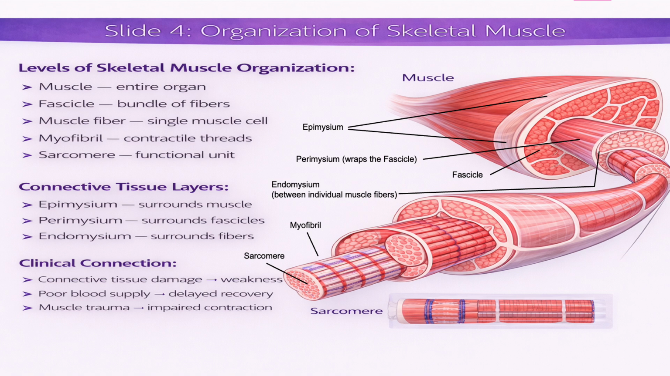From a clinical perspective, damage to muscle fibers or their connective tissue coverings may result in weakness, reduced coordination, and delayed healing. Impaired circulation within these layers may further compromise muscle performance and recovery. For NCLEX style application, learners should recognize that muscle injuries, strains, and surgical trauma often disrupt this organizational structure, leading to impaired force generation and functional limitations that require targeted assessment and intervention.